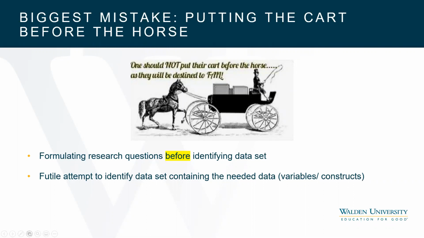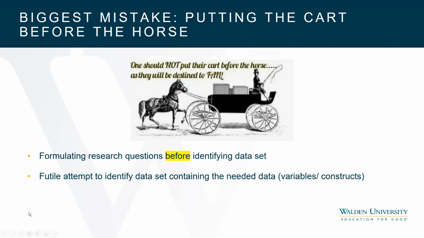But then my question is, okay, where's the data set? And what happens is that I get the blank stare and the response is, I haven't found the data set yet. Well, that is the biggest mistake, because you have to now go out and hope that you can find that data set that contains every single variable that you have included in your research question, addressed in your theory, etc.